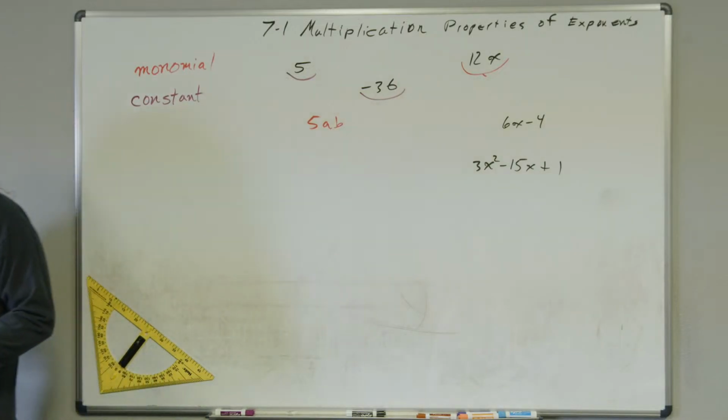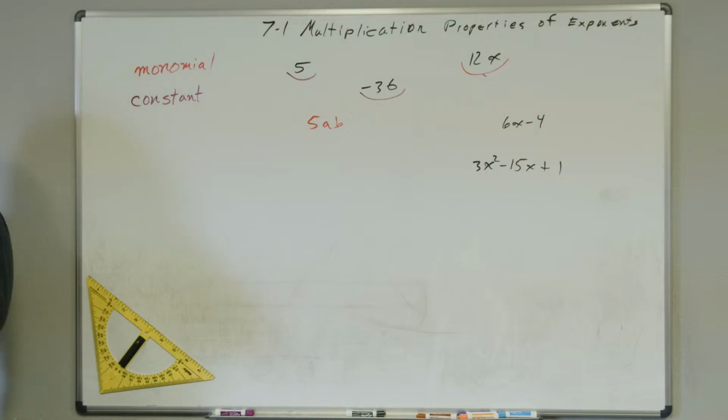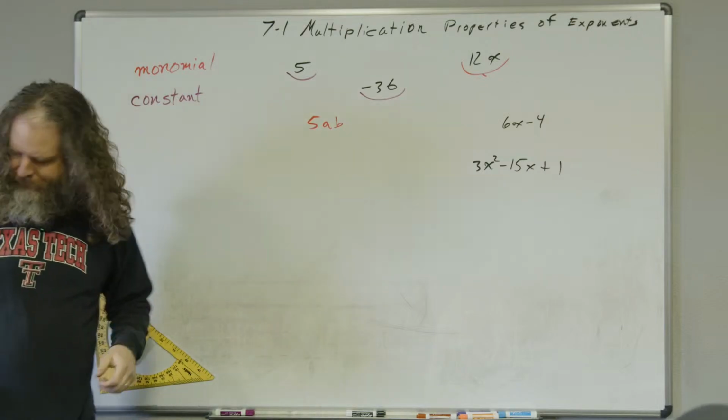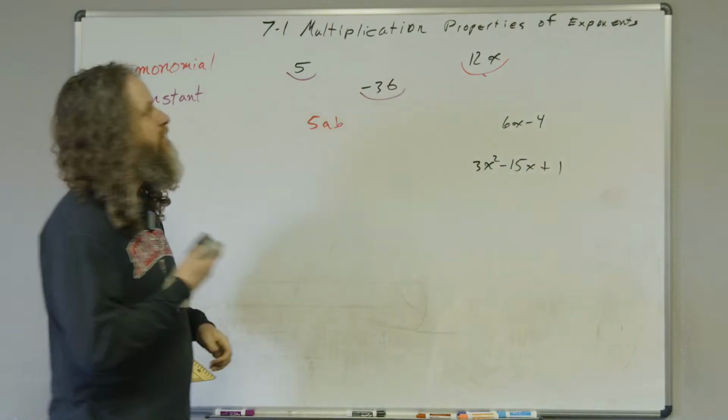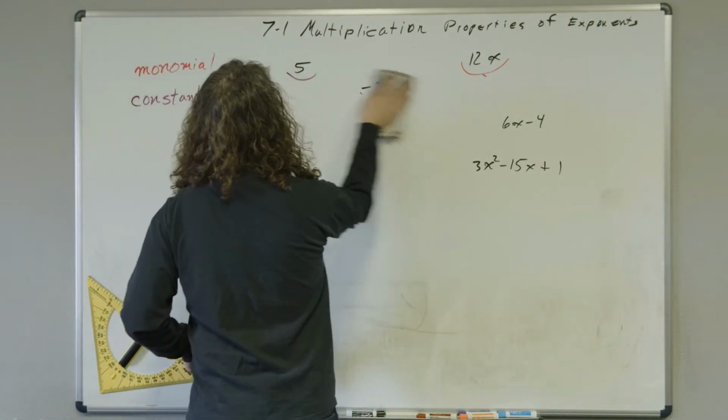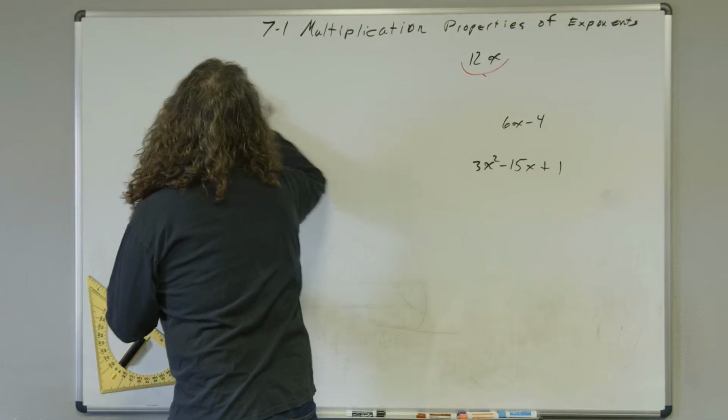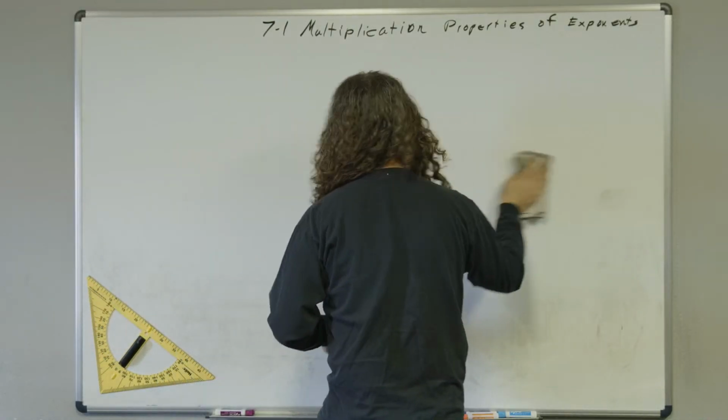Okay. So, that's a bit of vocabulary, right? Easy money. Now, we're going to learn several different properties in this unit. And by several, I mean about 5.